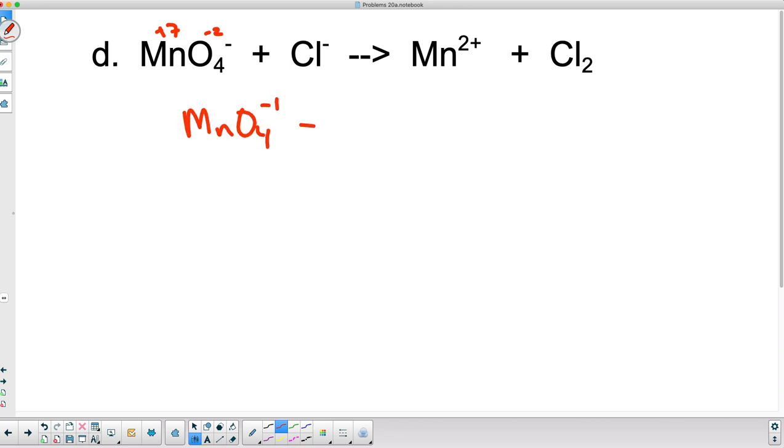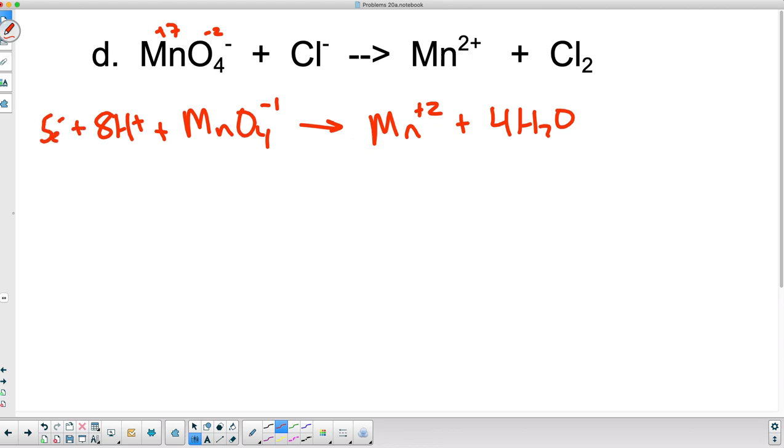So I got MnO4 minus, and this goes to Mn with a plus 2, plus 4 H2O. Have to go 4 H2O to get the number of oxygens to balance out. And then that means 8 H pluses to get the number of hydrogens balanced out. And then I must go with 5 extra electrons here on the left-hand side because it's reduction. Reduction means red. Get it? Red and reduction. Okay, so that's it for reduction.